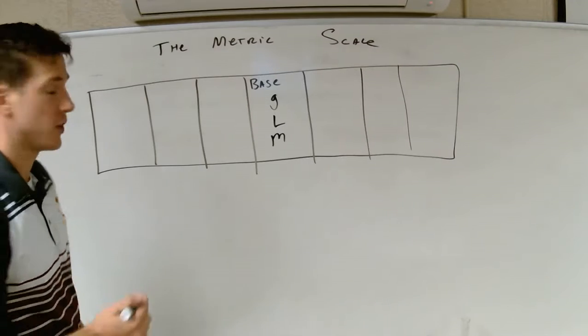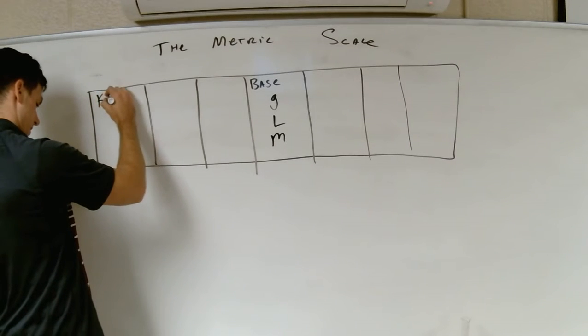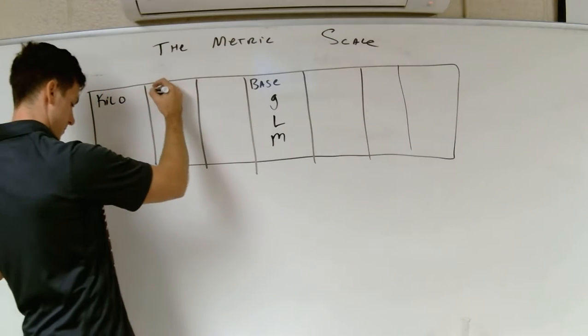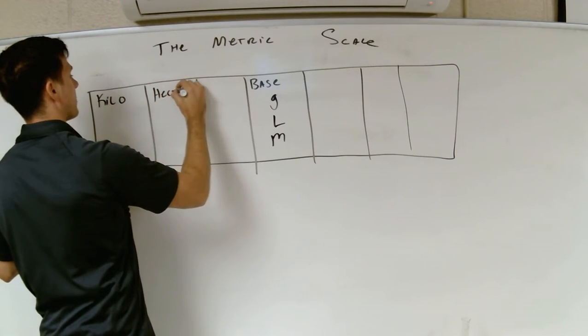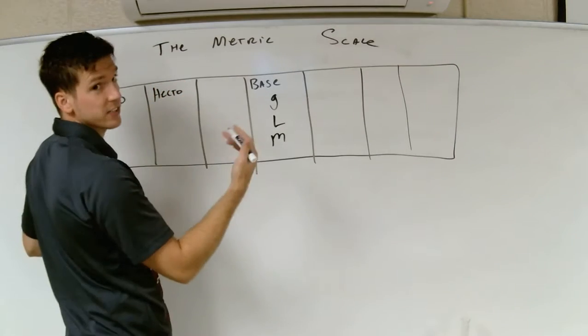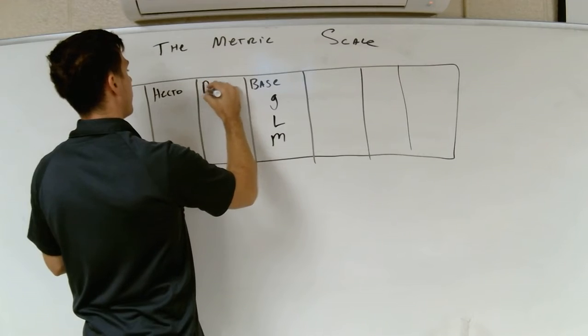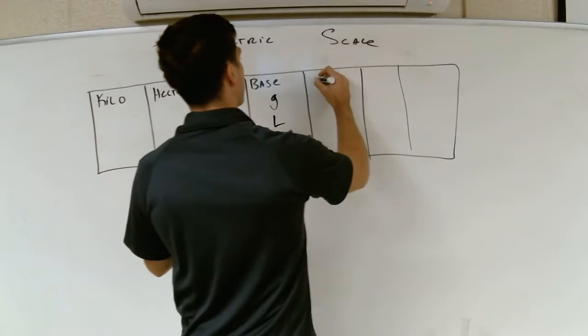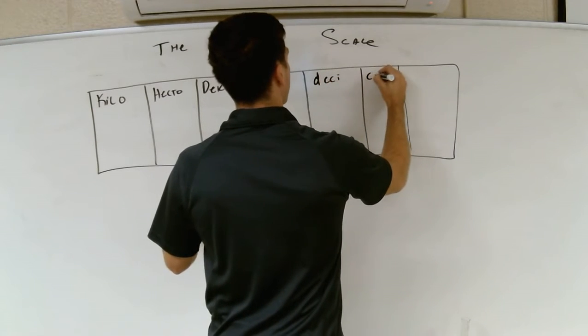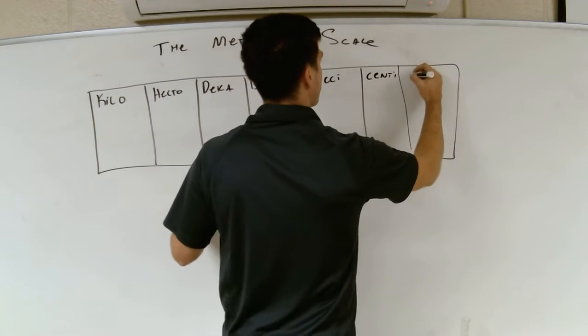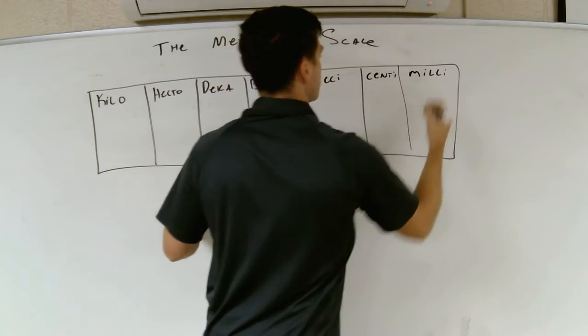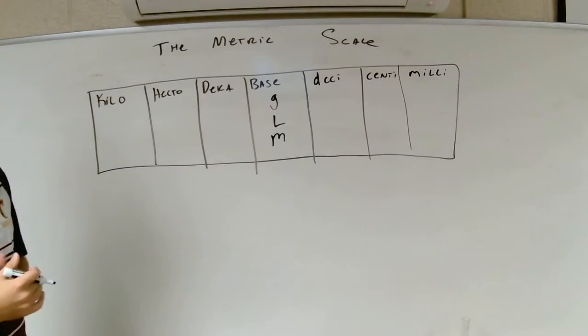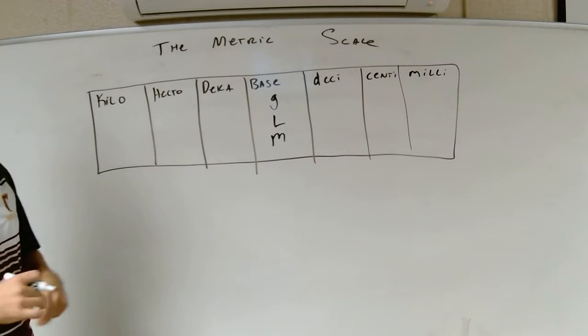And what you'll have is kilometers, hectometers, or hectograms. You'll have decagrams or decaliters, decameters. Then we go to deci, we go to centi, which are the smaller ones, and then milli, which is the smallest. So this is our scale that we will use.